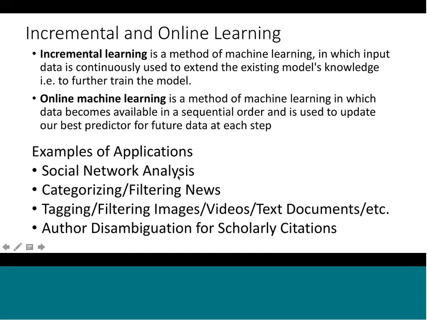For these types of applications, you can have social network analysis, categorizing and filtering news, tagging, filtering images, anything from the internet that's constantly being generated and that can be mined. Then finally, in my talk, I'll show a little of how we're using this to disambiguate authors who may have the same name but are at different institutions or may change institutions. This is called author disambiguation for scholarly citations, and I'll also talk a little about how we propose to use this for genomics in the future.